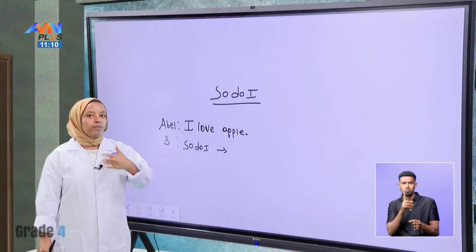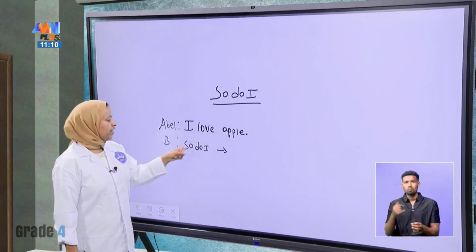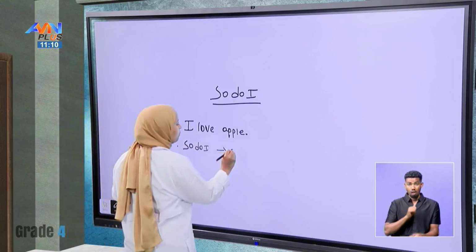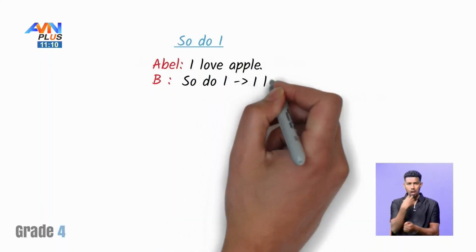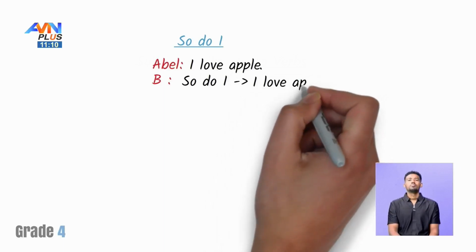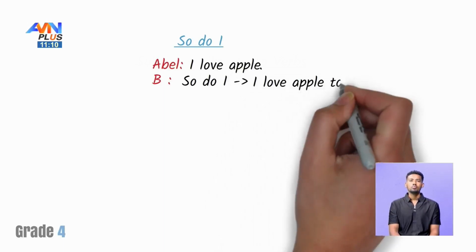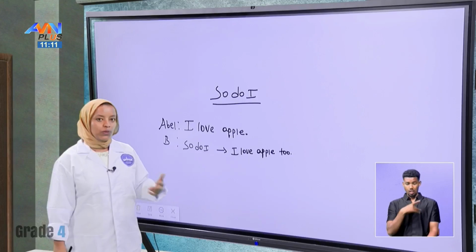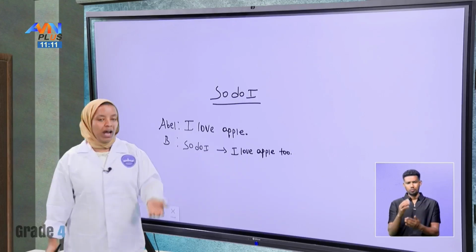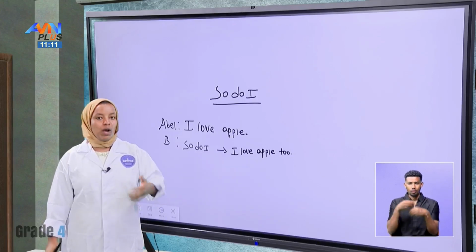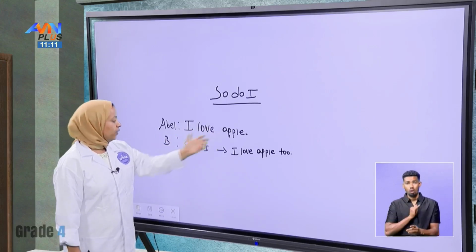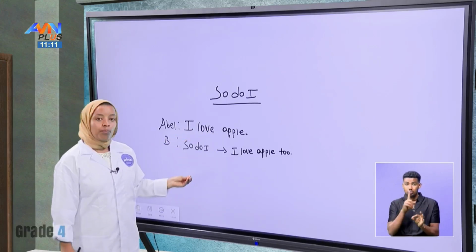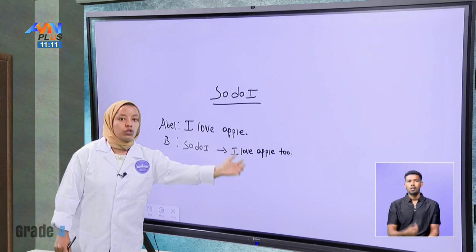I love apple too. When we say so do I, it means I love apple too. Like you, I love apple. When we say the short form, so do I, there is a form: I love apple. So do I means I love apple too.